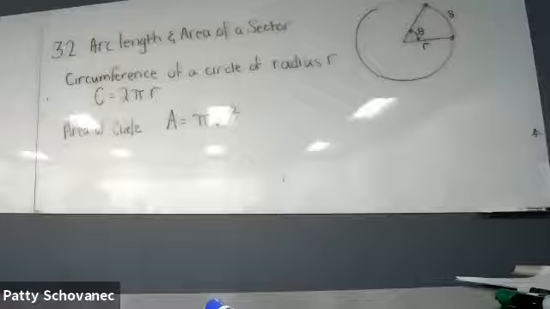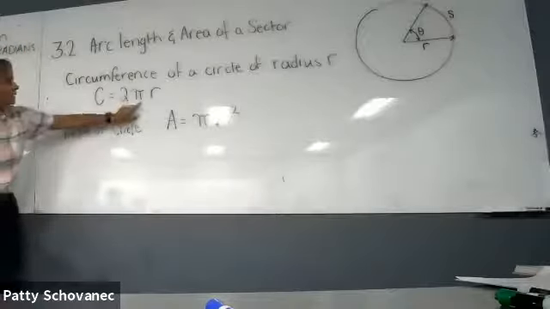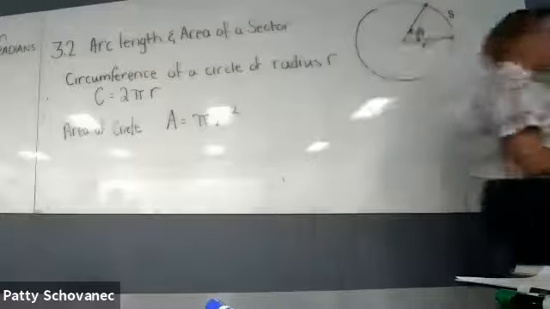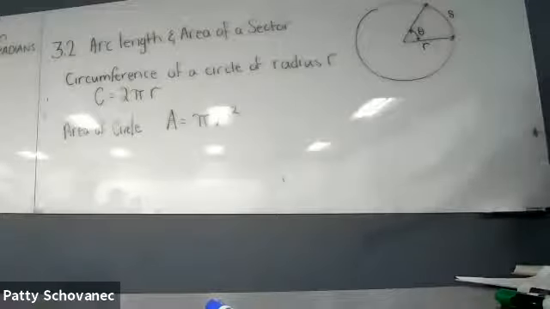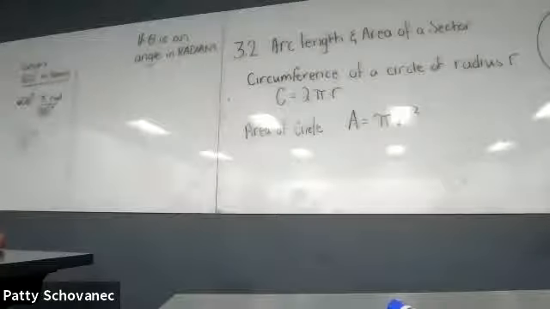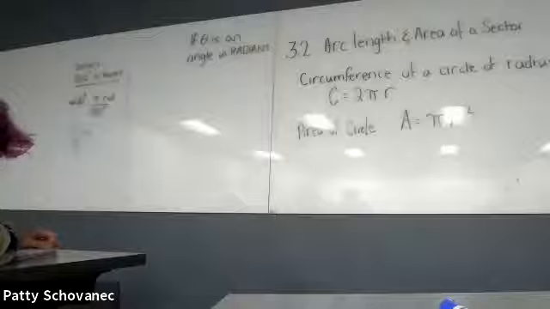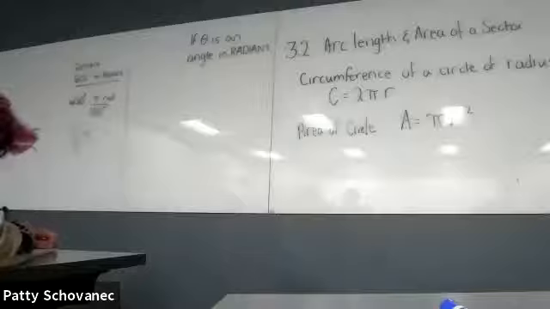So if theta is an angle in radians, everything we're doing is in radians. Once you see this pi here, you know you're in radians. So theta is an angle in radians. Then we can figure out what part of a circle is cut off or intercepted or subtended by an angle of measure theta.